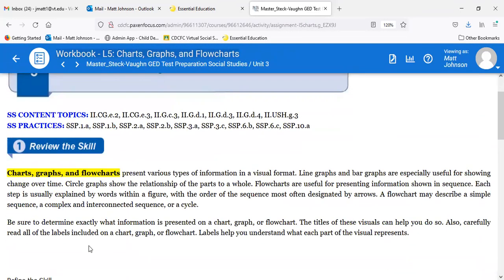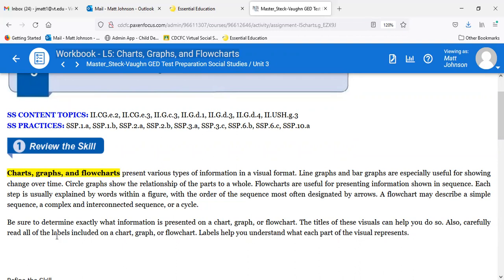Okay, and again, charts, graphs, and flowcharts present various types of information in a visual format. Line graphs and bar graphs are especially useful for showing change over time. Circle graphs show the relationship of the parts to a whole. Flowcharts are useful for presenting information shown in sequence, right? Order of events. Each step is usually explained by words within a figure, with the order of the sequence most often designated by arrows, showing you the way the information's moving, what came first. A flowchart may describe a simple sequence, a complex and interconnected sequence, or a cycle. So you can actually have a flowchart that goes around, right? Like in a circle.